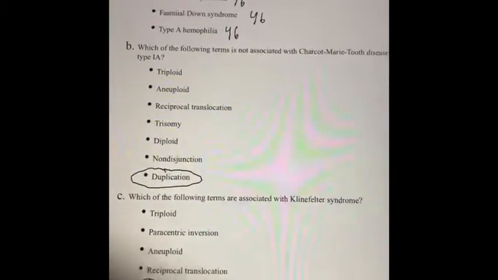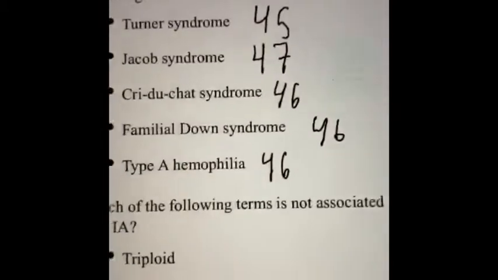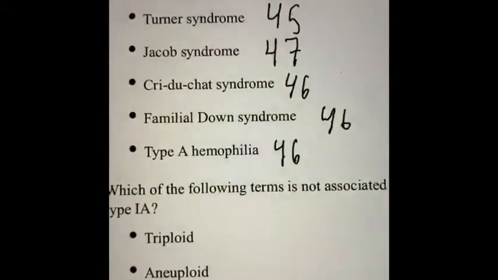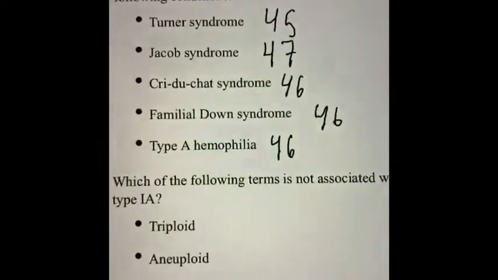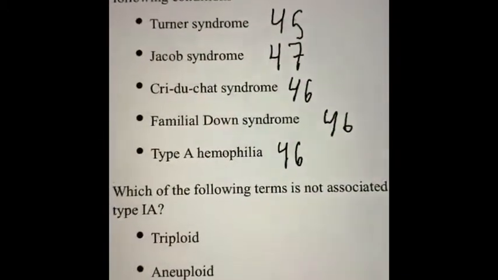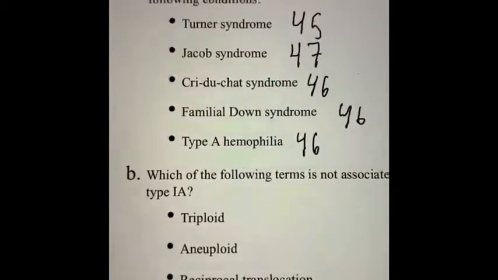All right, so question 3 here, we have, how many total chromosomes would be found in humans that have the following conditions? So you got all those right there. Not too complicated, except for the familial Down syndrome. It actually deletes a 14 and it gains a 21, so you still have 46.